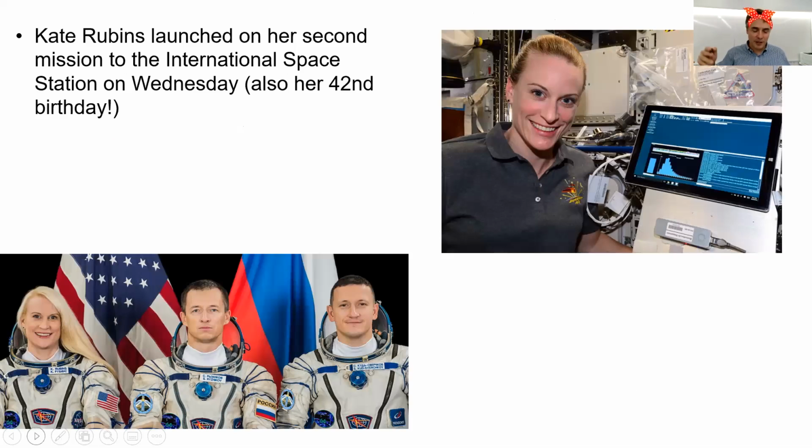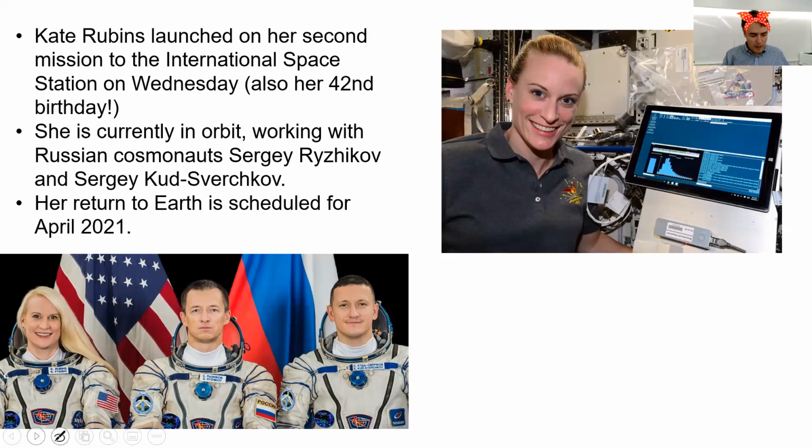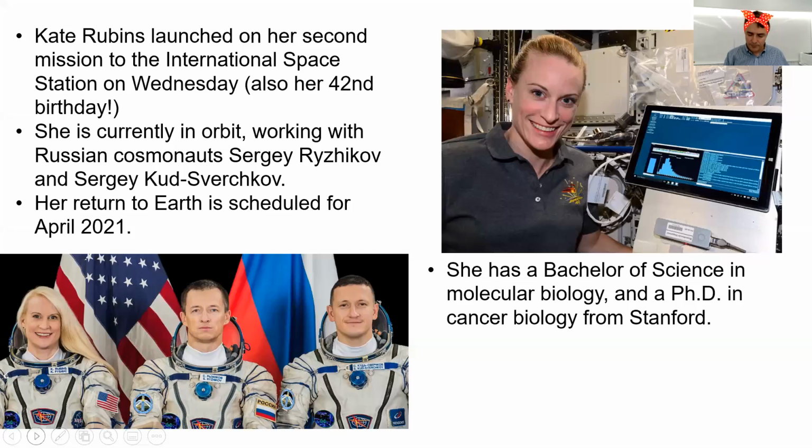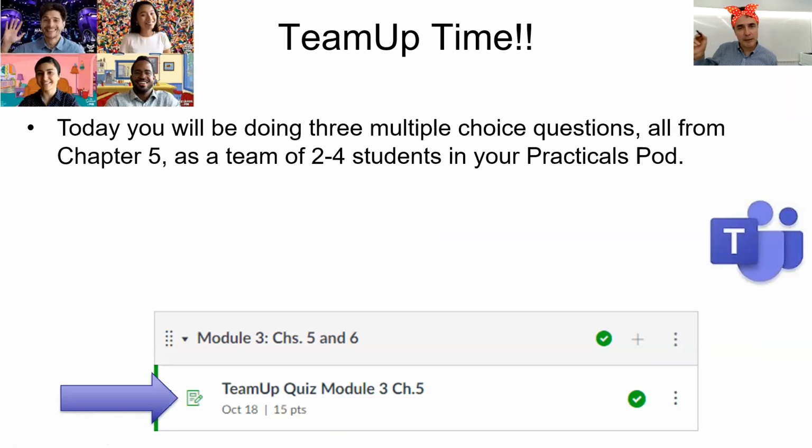Okay, so we're going to do this Team Up quiz. This was a news article. Kate Rubins, pictured here, launched on her second mission to the International Space Station just on Wednesday. She's currently up there in orbit. These are the two other astronauts she's working with. She's going to be up there for about 6 months, returning April 2021. She has a Bachelor of Science in Molecular Biology and a PhD in Cancer Biology, and here she is pictured doing the first DNA sequencing in space.